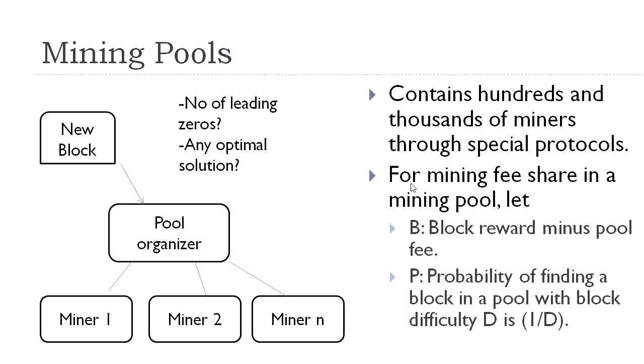So whenever a new block is to be created, first the pool organizer will receive this new block to be created with the question, such as the number of leading zeros. How many leading zeros were asked as a solution, and is there any optimal solution to be identified instead of the nonce value? Only the nonce value to be identified, or can any other near optimal solution also be identified? This kind of thing will be given by the pool organizer to the miners.